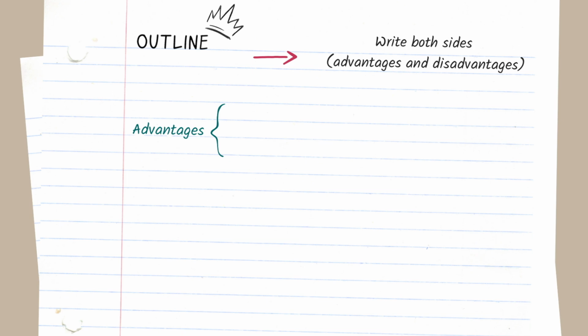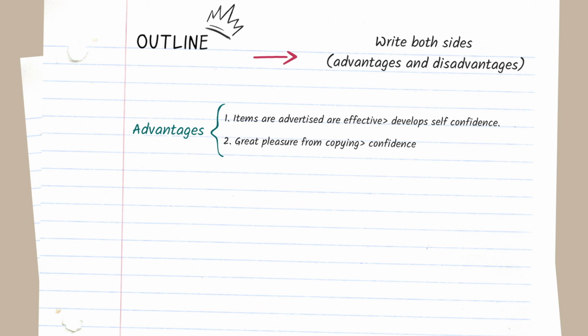The first one is that items which are advertised are effective. What does it mean? It means that it develops self-confidence among, let's say, followers. All right, that is one advantage of this practice. The second advantage is that there's a great pleasure from copying their idols. So what is the consequence of this? It leads to confidence and sense of identity, again, among the followers, right? So these are the advantages of this practice.